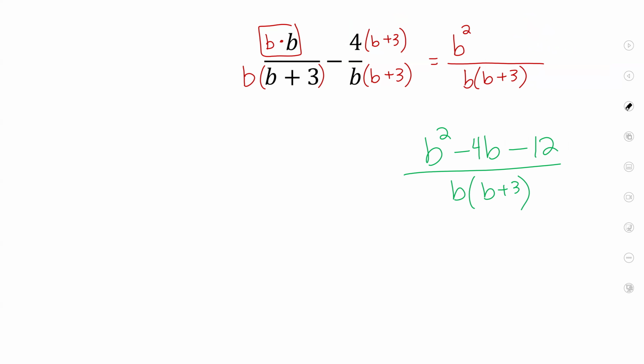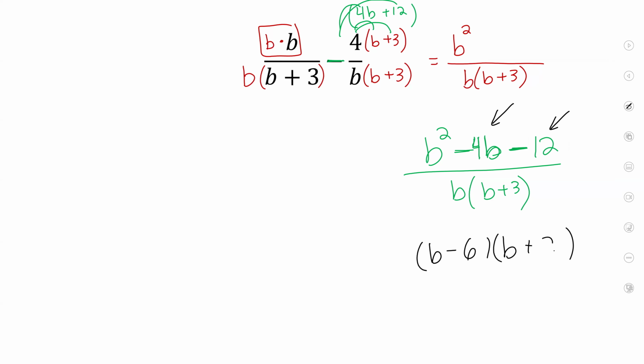If you don't need it, just fast forward. I distributed this. This is 4b plus 12, but we're subtracting all of it. So this is minus 4b minus 12. Okay, now you just factor the numerator. So two numbers that multiply to negative 12 and add to negative 4 will be negative 6 and a positive 2. B plus 3. And it looks like nothing cancels out, so this is your final answer.